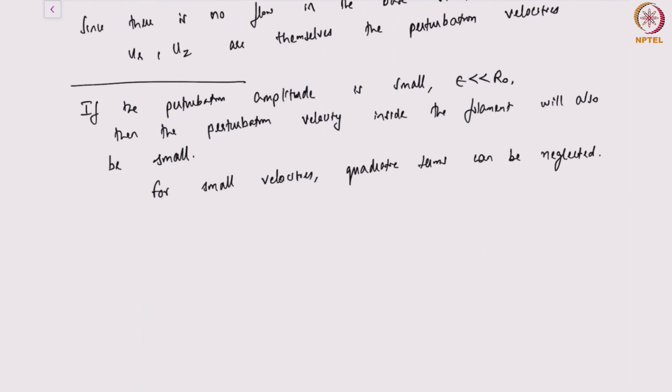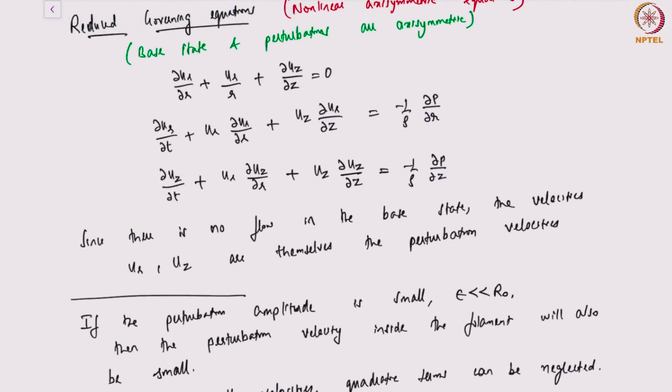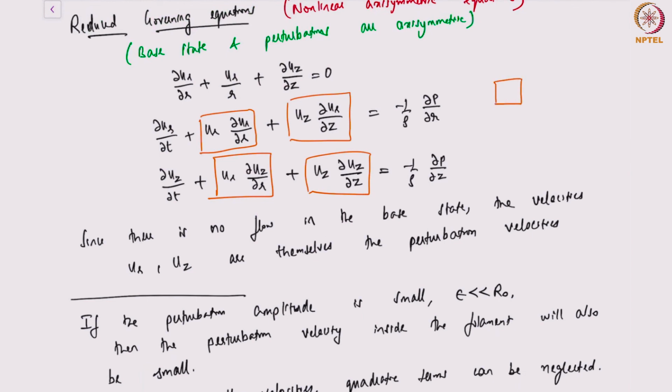Let's look at what are the quadratic terms in the velocities. If you look at this equation, there are several of them. This is a quadratic term in velocities, u r and its derivative. This is u z and derivative of u r with z, u r with u z derivative, and finally these terms. All these four terms here are small and can be neglected, because these are perturbations and product of perturbations are small.